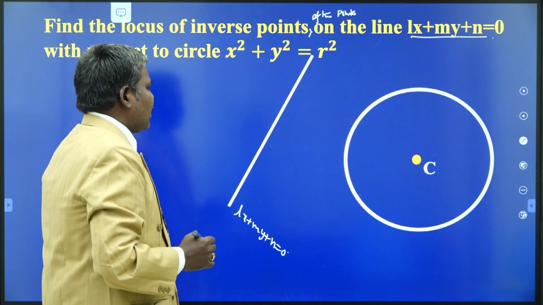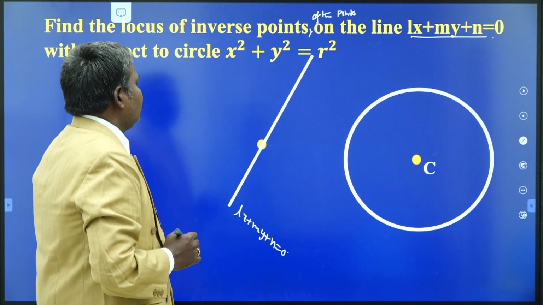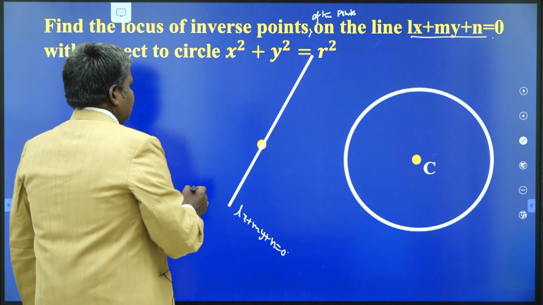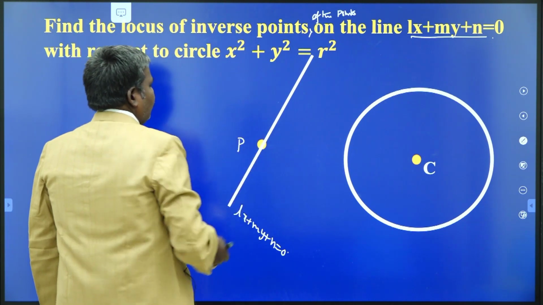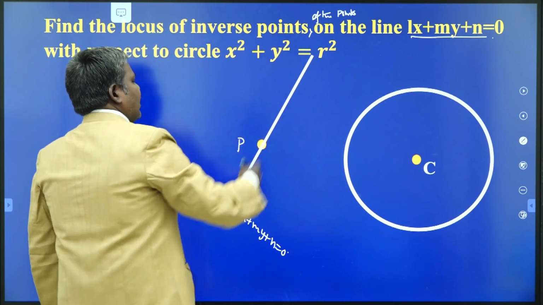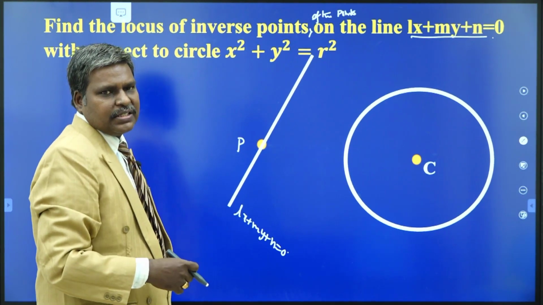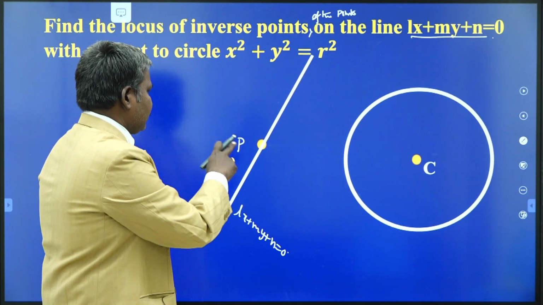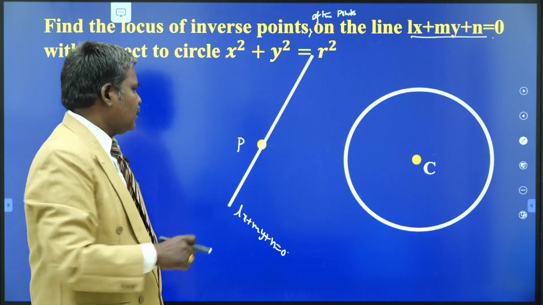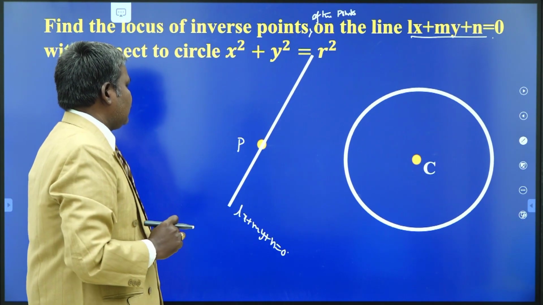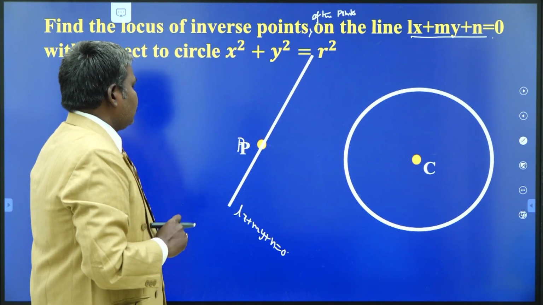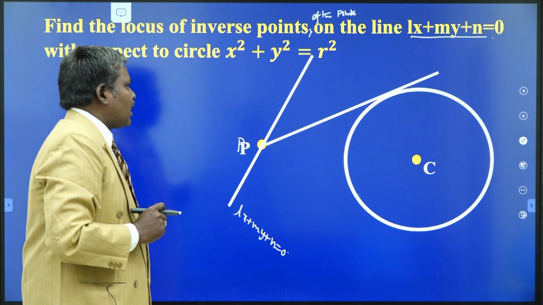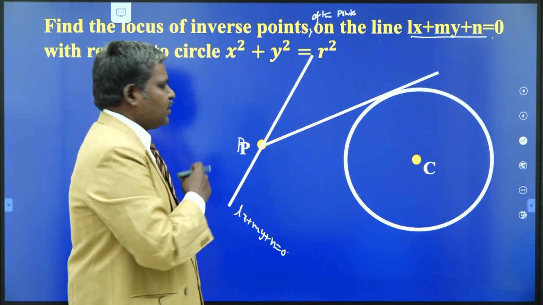This is my line Lx plus My plus N equal to 0. You take any point P, say this is one of the points. Some point is moving on this line. You get different points. For every point there exists an inverse point with respect to that circle. Understand? This is the point on the circle. This is P. Now, I am going to draw the inverse point of P with respect to that circle.